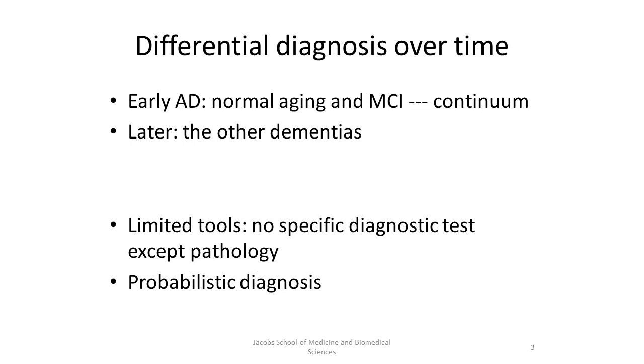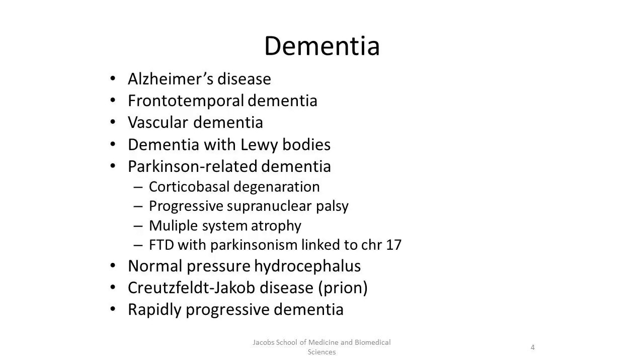Unfortunately, we have limited tools. There's no specific diagnostic test except pathology, which is not indicated at this stage because we don't really have any interventions that are specific. So the best we can do in a living individual is a probabilistic diagnosis.